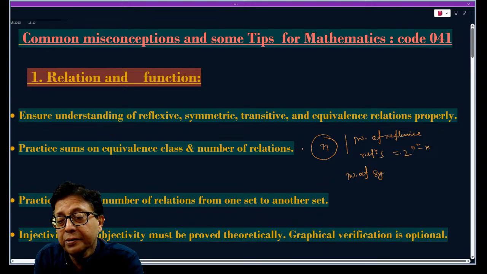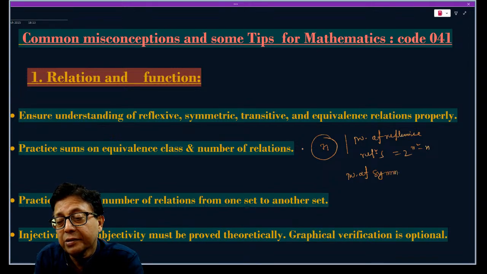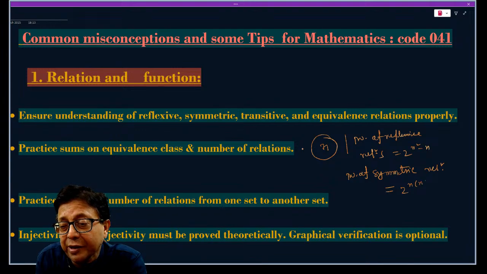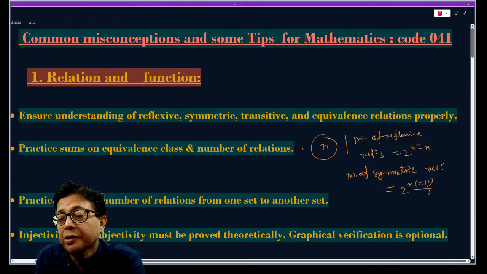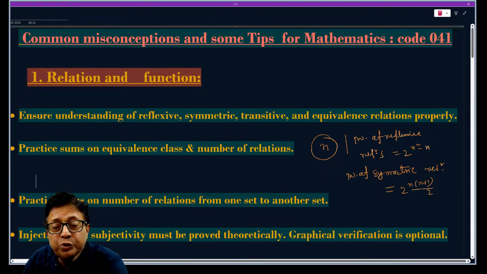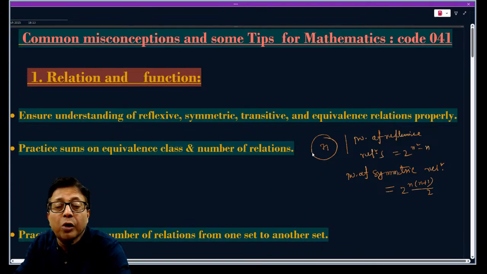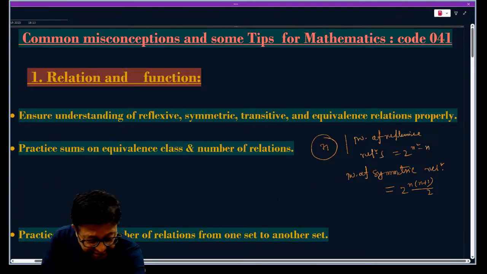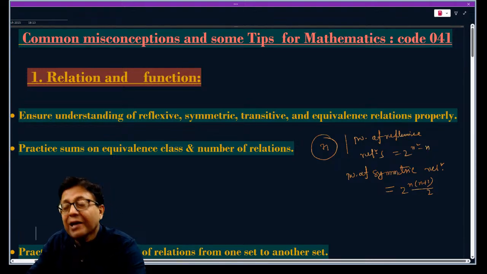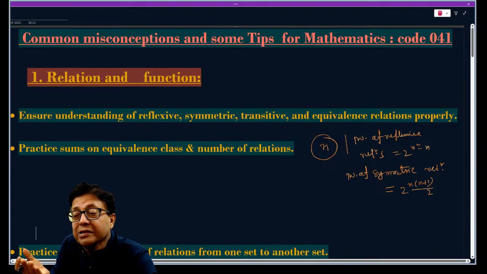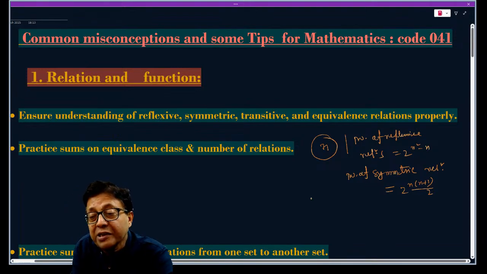Number of symmetric relations will be equal to 2 to the power n into n plus 1 by 2. If you remember these two formulas, then sums on them will not give you trouble. Very easy. In fact, without the formula you cannot derive it during the exam. It takes a long time. So please remember this.